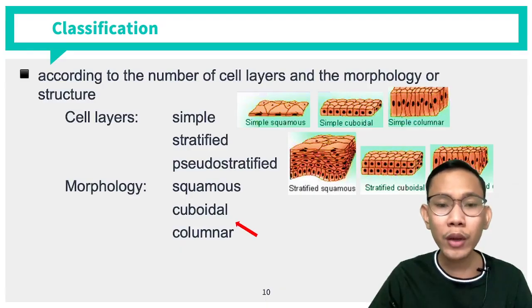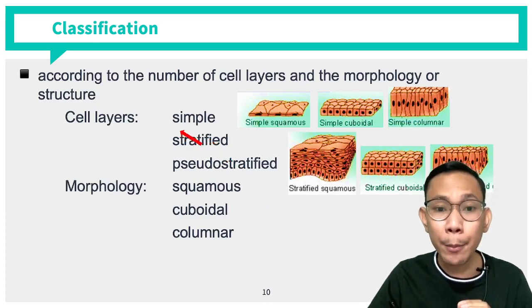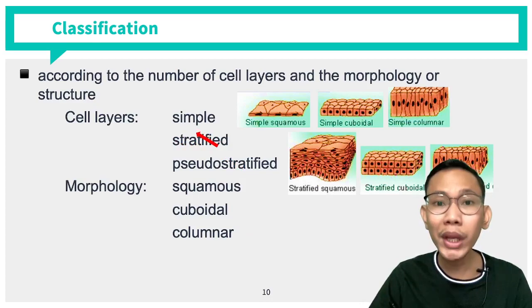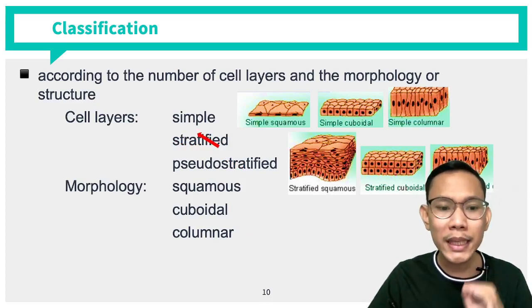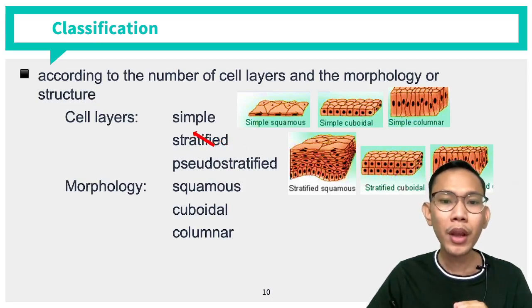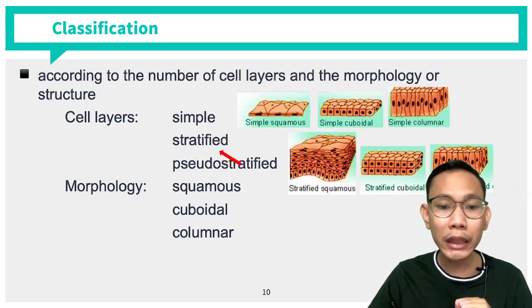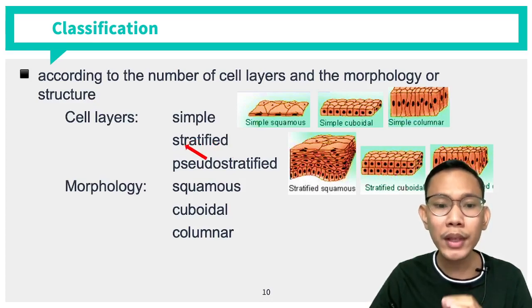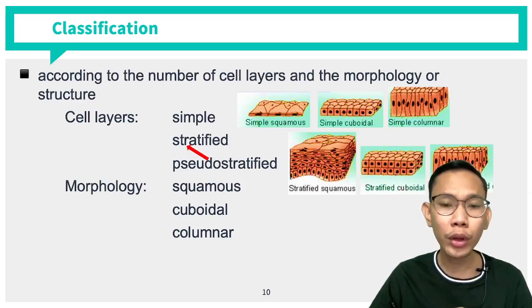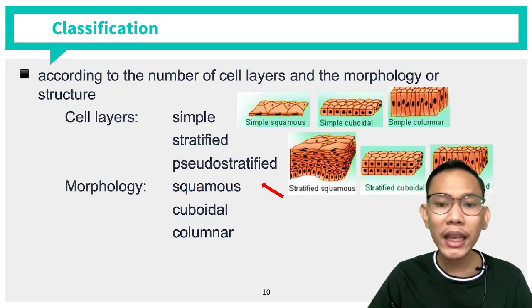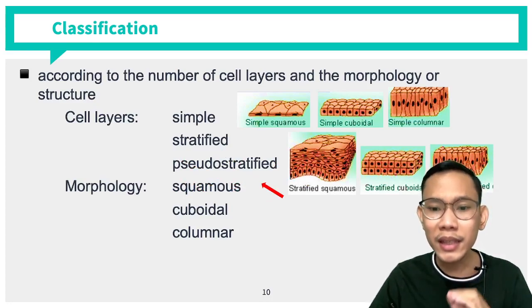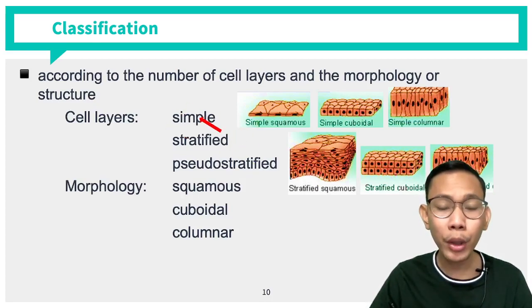So we will check the definition of these different terms one by one. When we say simple, it means that there is only a single layer. That's the basic definition of simple: a single layer of cells. When we say stratified, it means that there are numerous cell layers, more than one. When we say pseudostratified, on the other hand, it also consists of a single layer, similar to simple.